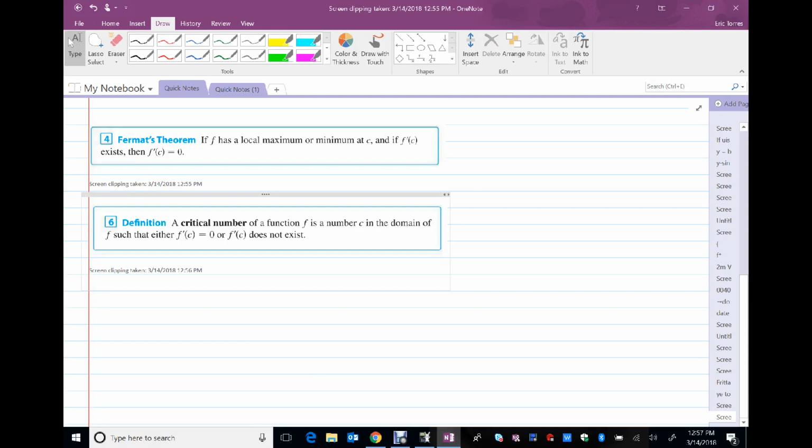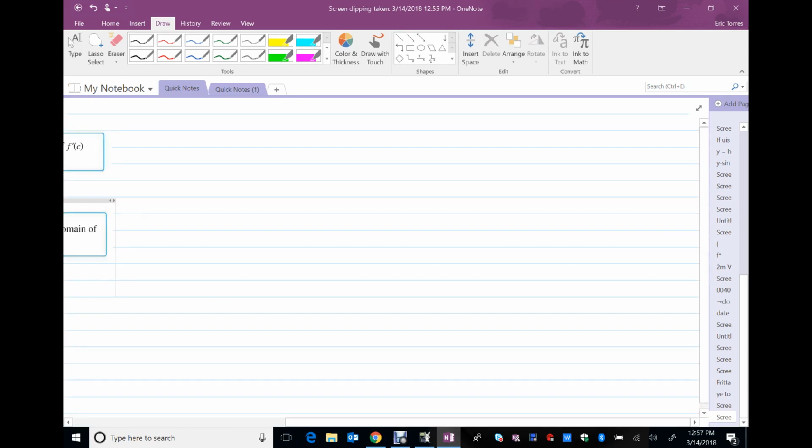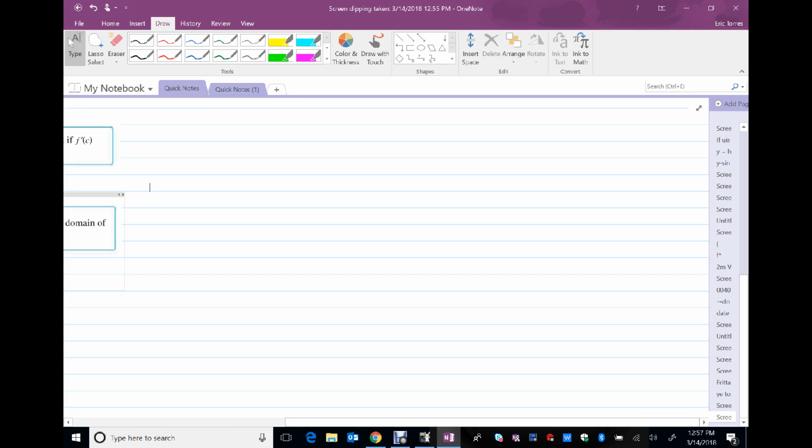Fermat's theorem: if f has a local maximum or minimum at c, and if the derivative at c exists, then f prime of c equals 0. And we already used this when we were looking at a third degree polynomial function.